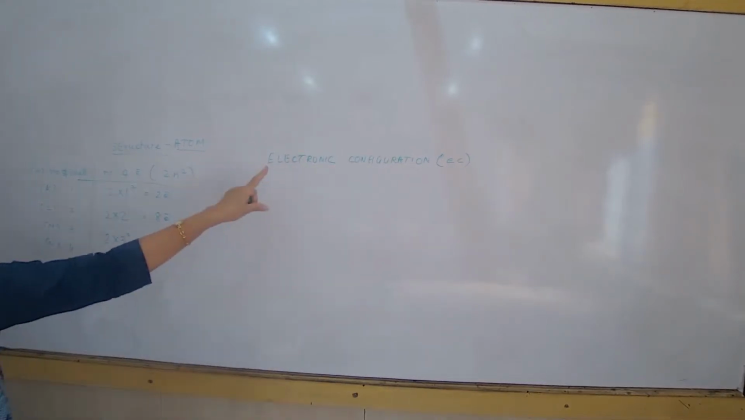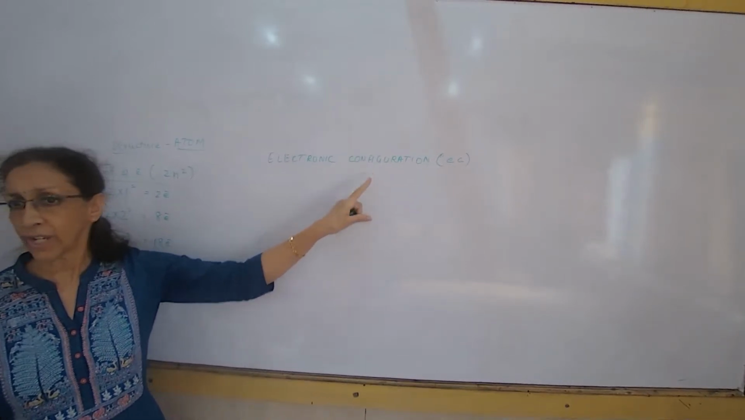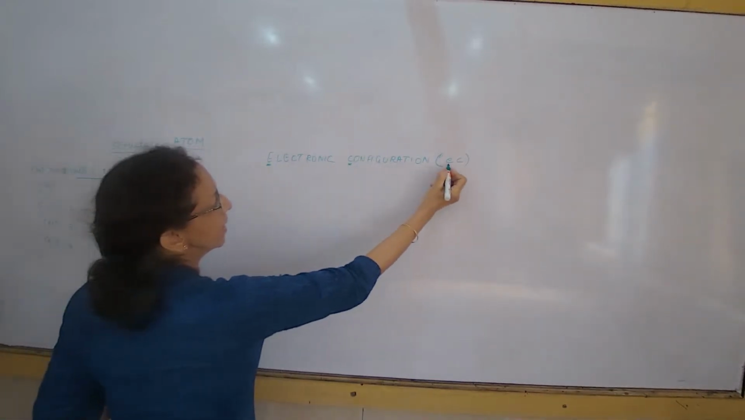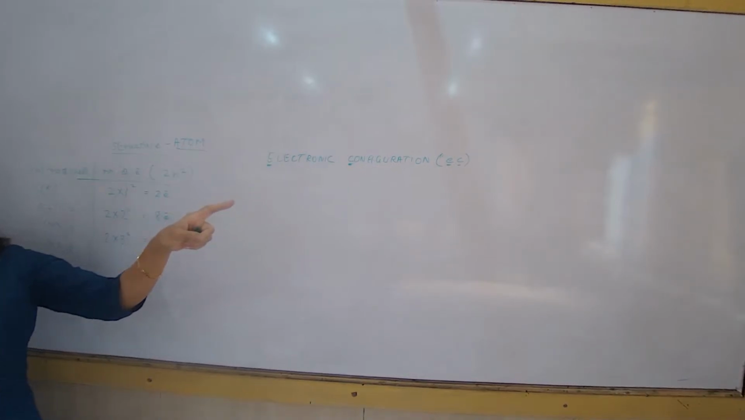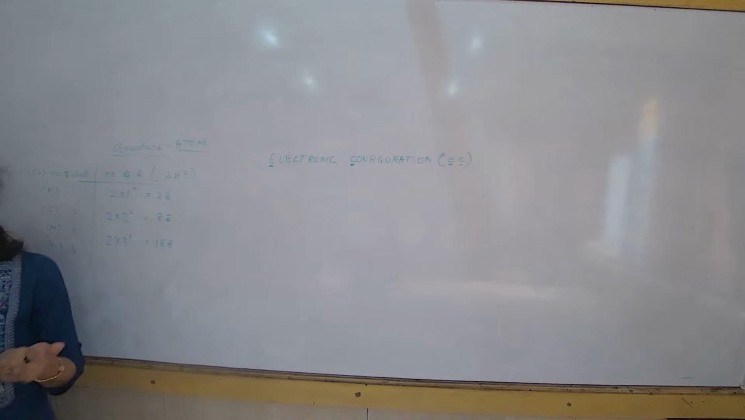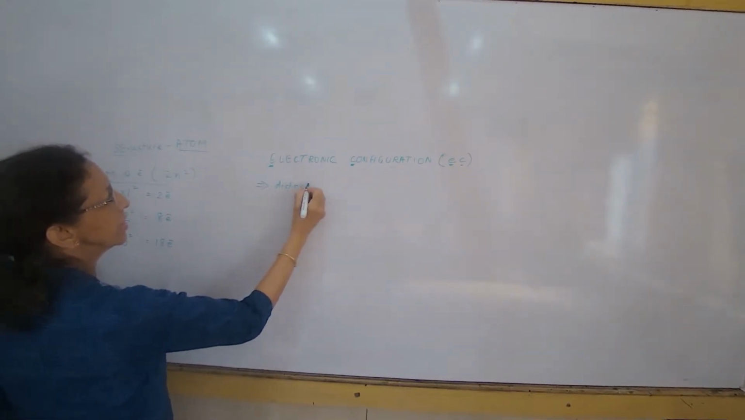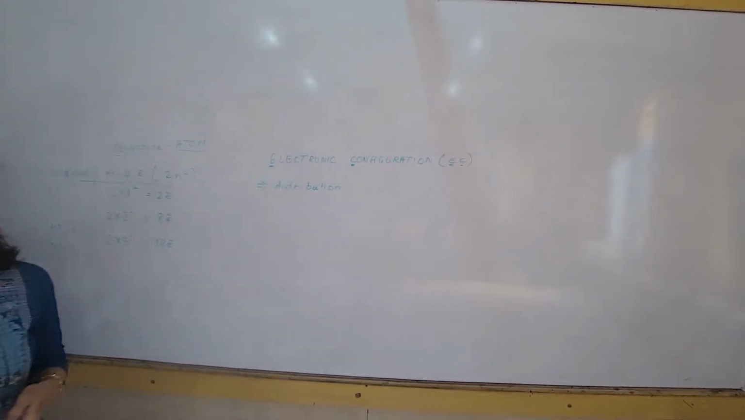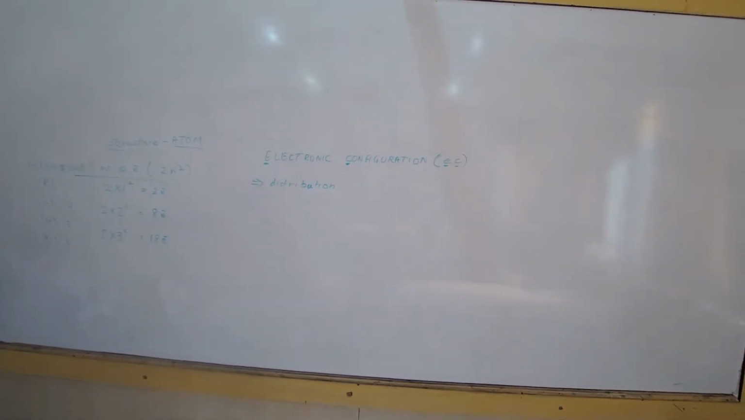Now, what is electronic configuration? Look at this word, configuration. That means we are talking about the arrangement. So E and C, I'm writing it as EC. Every time I put EC, you should remember that we are talking about electronic configuration. What is electronic configuration? It is the distribution of electrons. Take it down fast.